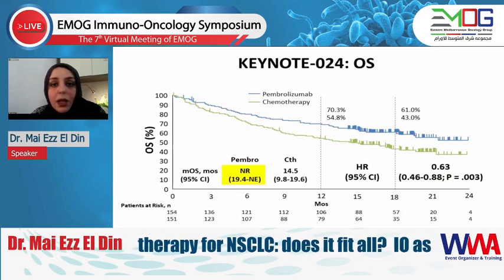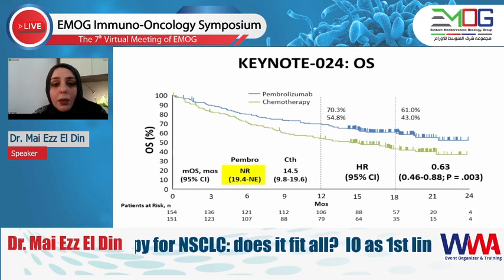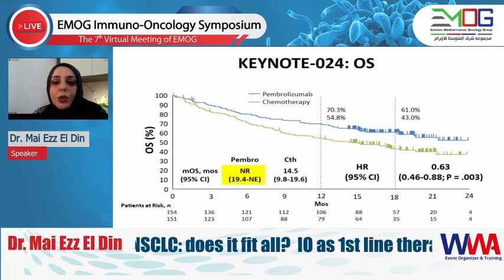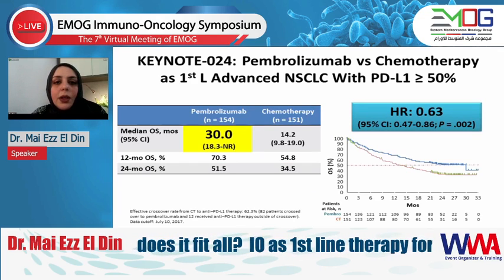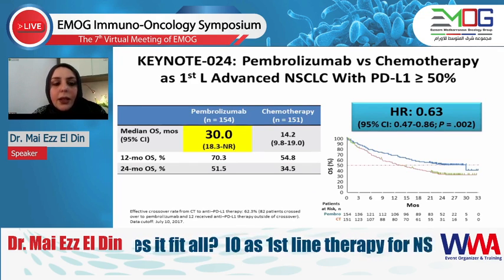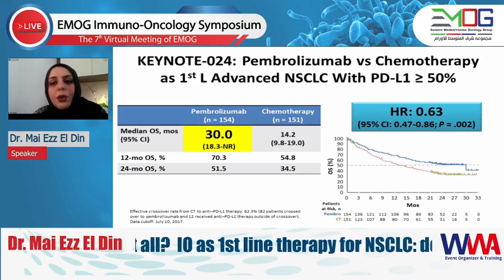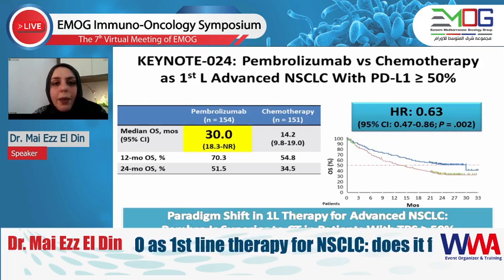And in the first results also of overall survival, we can see that the median overall survival was not reached, and most of the hazard ratios are in the range of 0.6 in most of the trials. And here we can see that the median overall survival with later reports, the hazard ratio was still preserved at 0.63. And really, it was quite a paradigm shift.